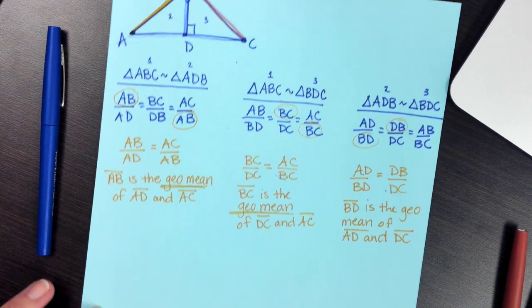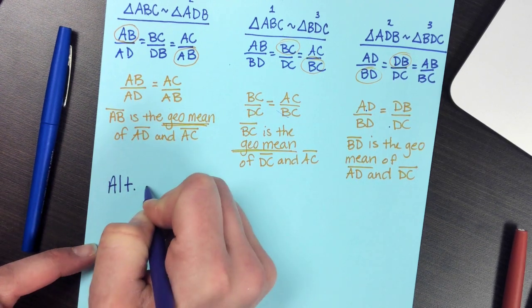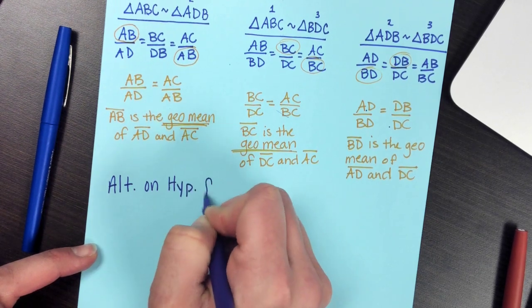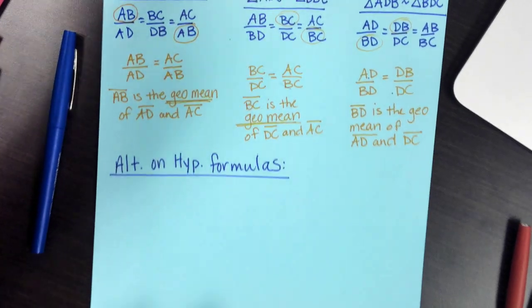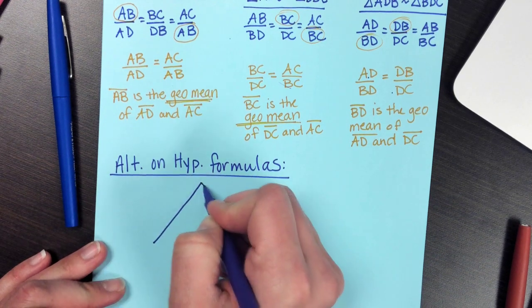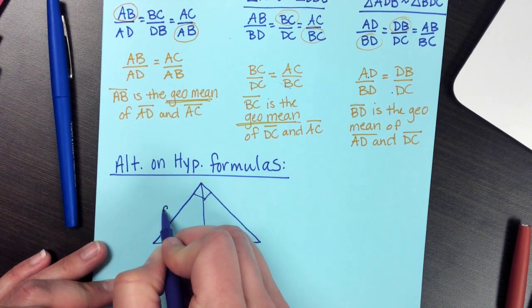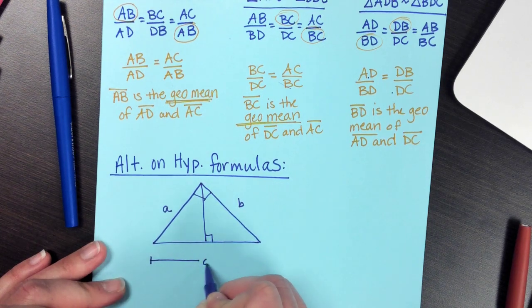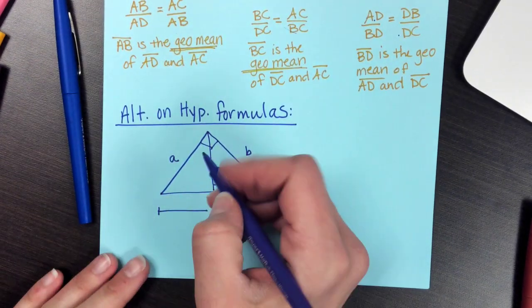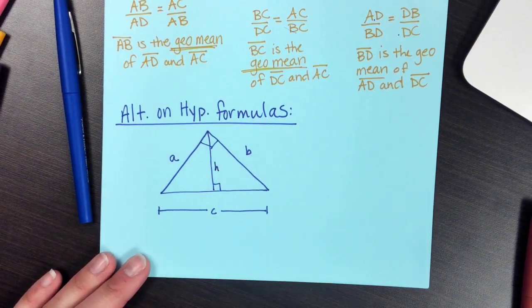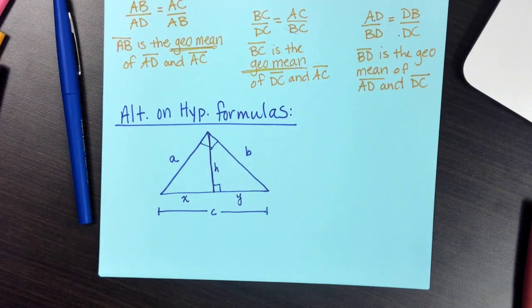So let's look at how to make this a little bit easier. I'm going to draw, and we're going to call these the altitude on hypotenuse formulas. So here's my triangle again. This time I'm not going to label the vertices. I'm going to label the segments with variables. We're going to call this guy A, this guy B, and the whole thing C. Kind of makes sense, because isn't that the Pythagorean theorem? ABC. I'm going to name this guy H. So our altitude gets H, and we're going to name each of these little ones X and Y.